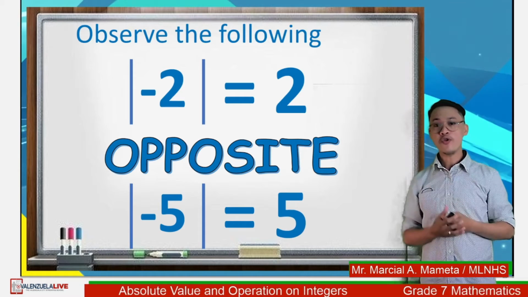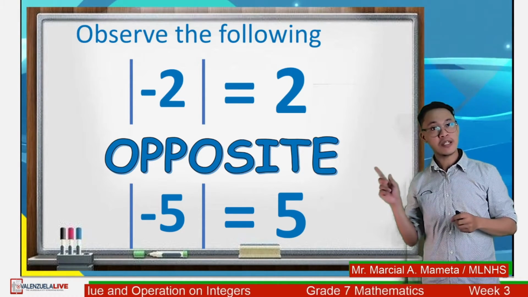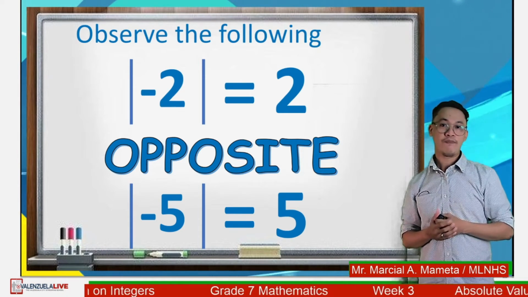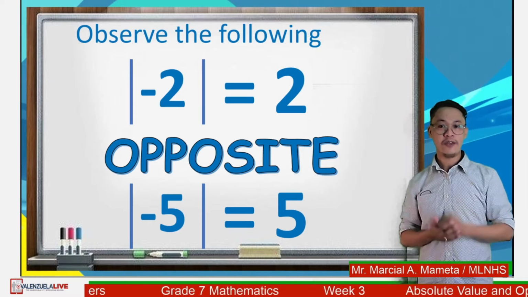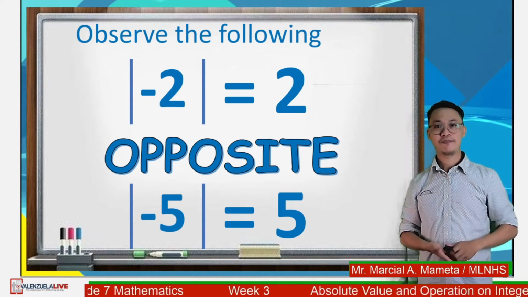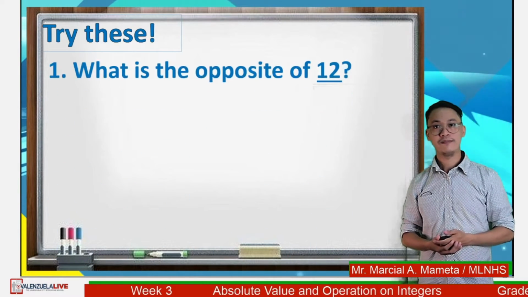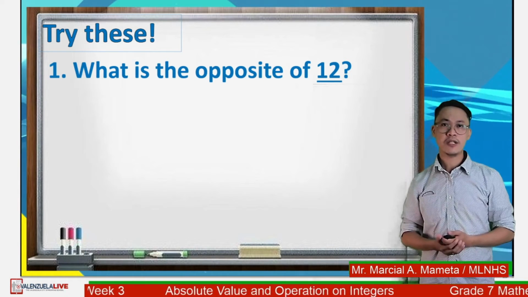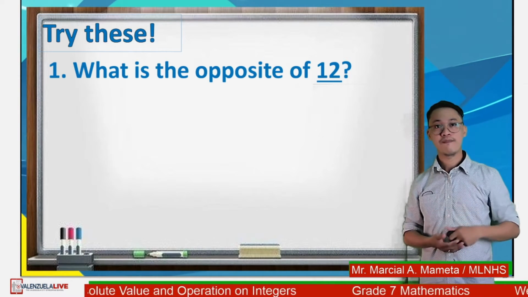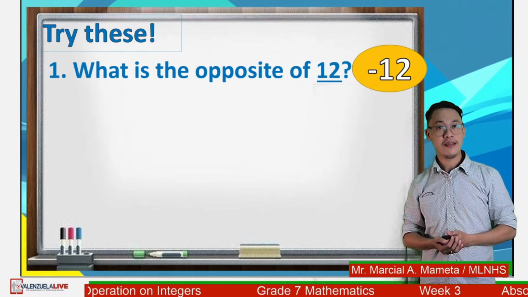Opposites are two numbers that have the same absolute value. Again, the opposites are two numbers with the same absolute value. To find the opposite of a number, just simply change the sign. Try this. What is the opposite of 12? Comment your answer. The answer is negative 12.